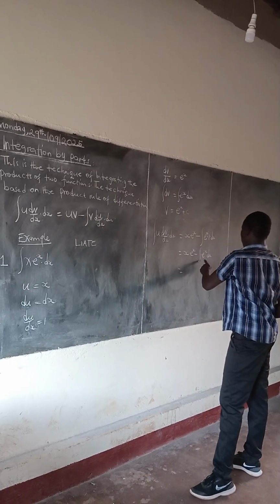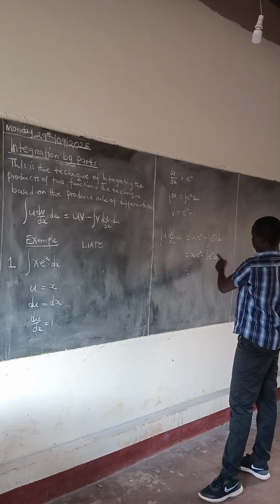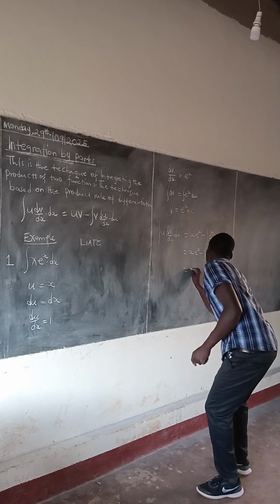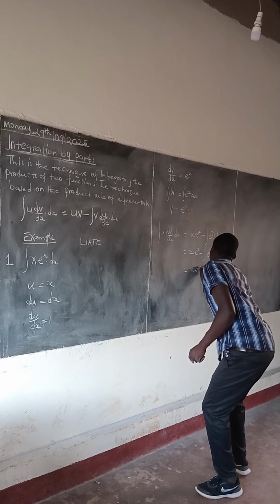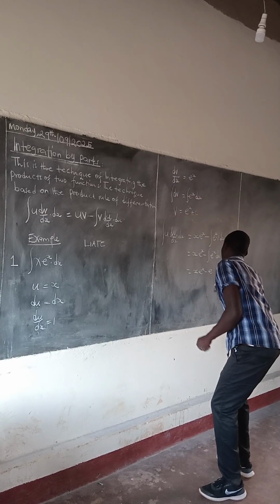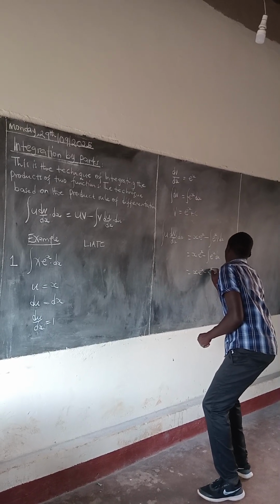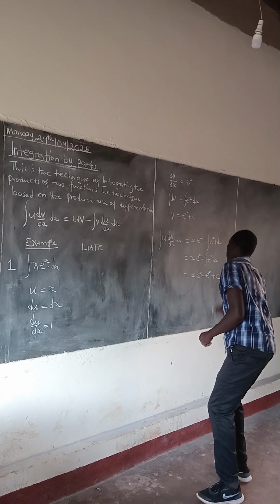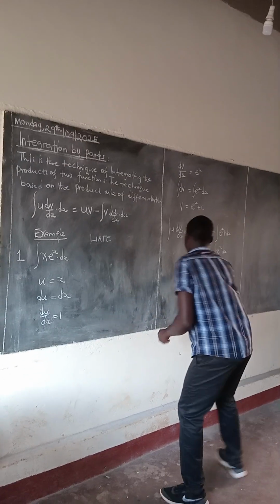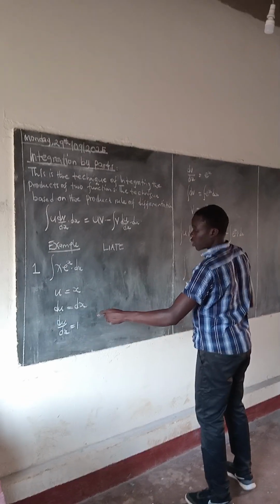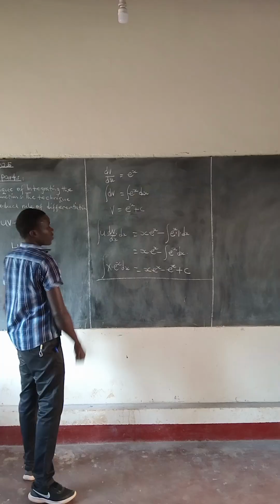When you integrate e^x with respect to x, we get e^x. So the answer is x e^x minus e^x plus the constant of integration. That is your answer when you integrate.